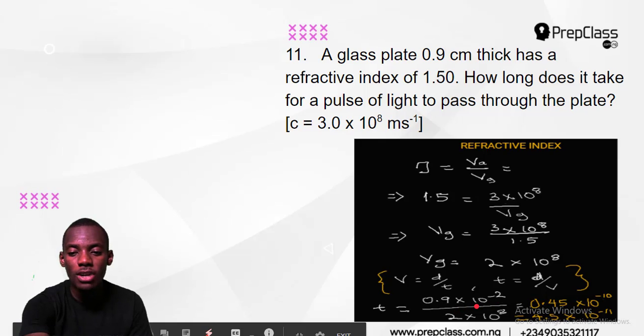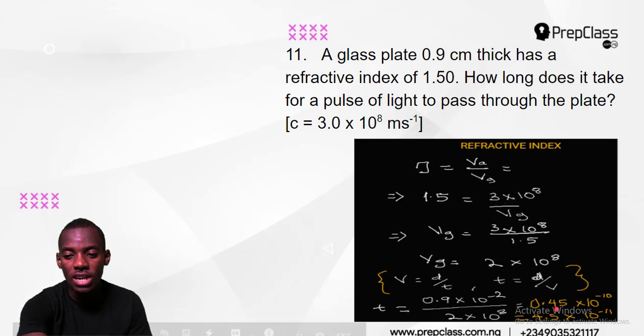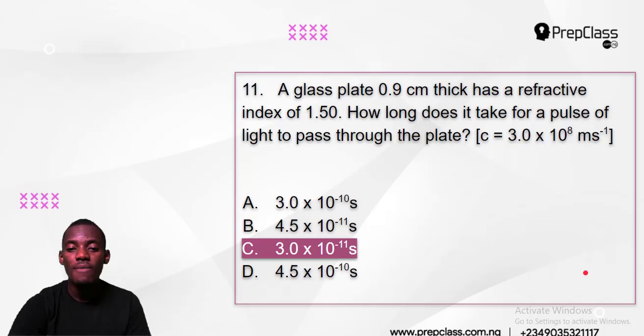Then 10 to the power minus 2 times 10 to the power divided by 10 to the power 8, and that will give me 10 to the power minus 10. Then if I put this in standard form, the point will leave here and come this way. When the point moves once that way, it will come to 4.5 times 10 to the power minus 11, and that is my answer for that question.